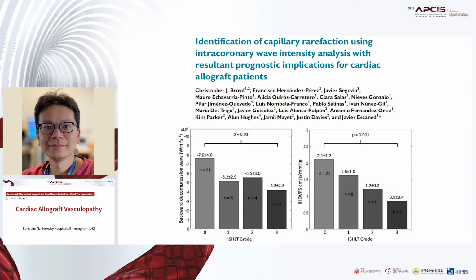And this is a relationship between the backward decompression wave, the magnitude of this wave, and the subsequent severity based on the ISHLT nomenclature, the severity of the vasculopathy a few years down the line. So the microcirculatory changes appear to precede the subsequent development of epicardial coronary stenosis and the severity of these changes as well.